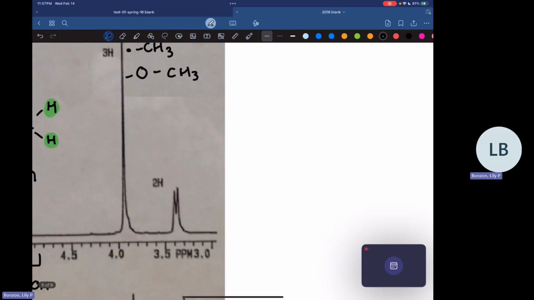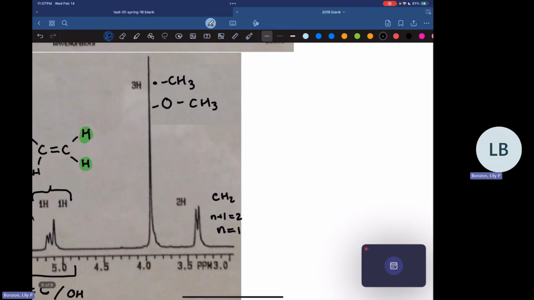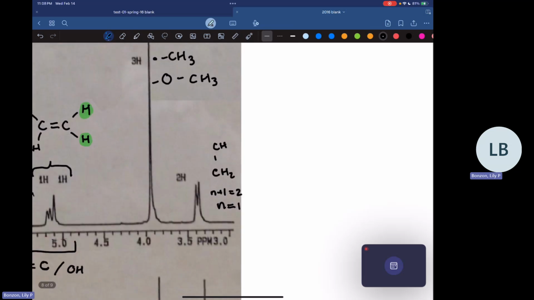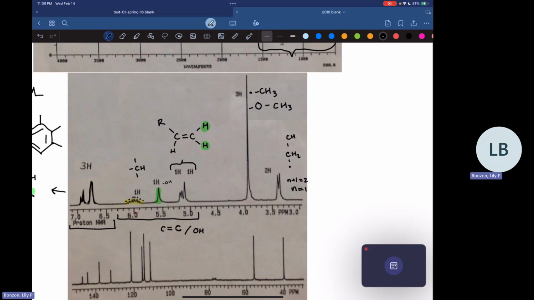And then for this 2H peak, this is going to be a CH2. It's a doublet, so that means we've got one neighbor going on here. And it's also deshielded. Not as much as the CH3, but it's still a little bit deshielded. So it's got one neighbor, and the other side is not going to have anything. And that's going to be all of our proton NMR peaks.